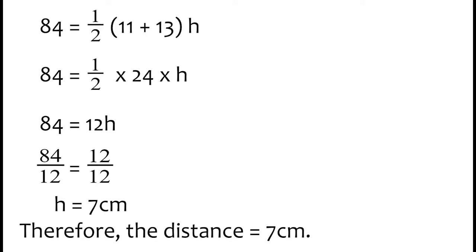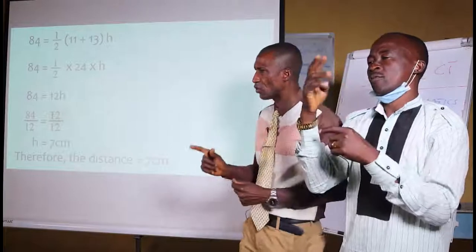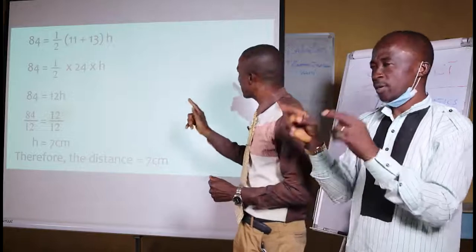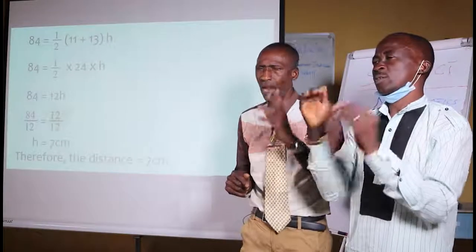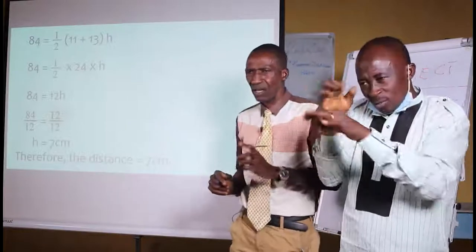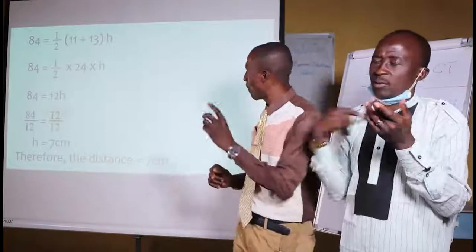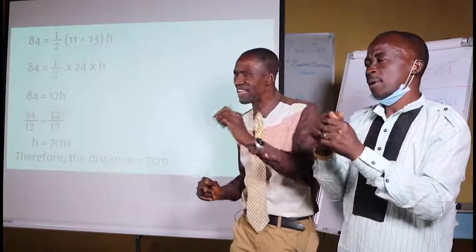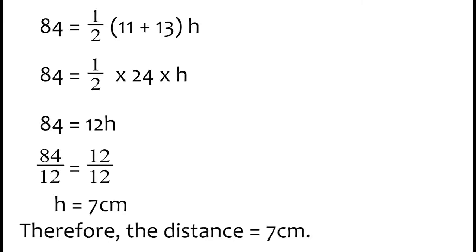So the left-hand side is 84, and your right-hand side gives you 12 times H, which is equal to 12H. We are looking for H. How do we get our H? We can get our H by dividing both sides by its coefficient, which is 12.